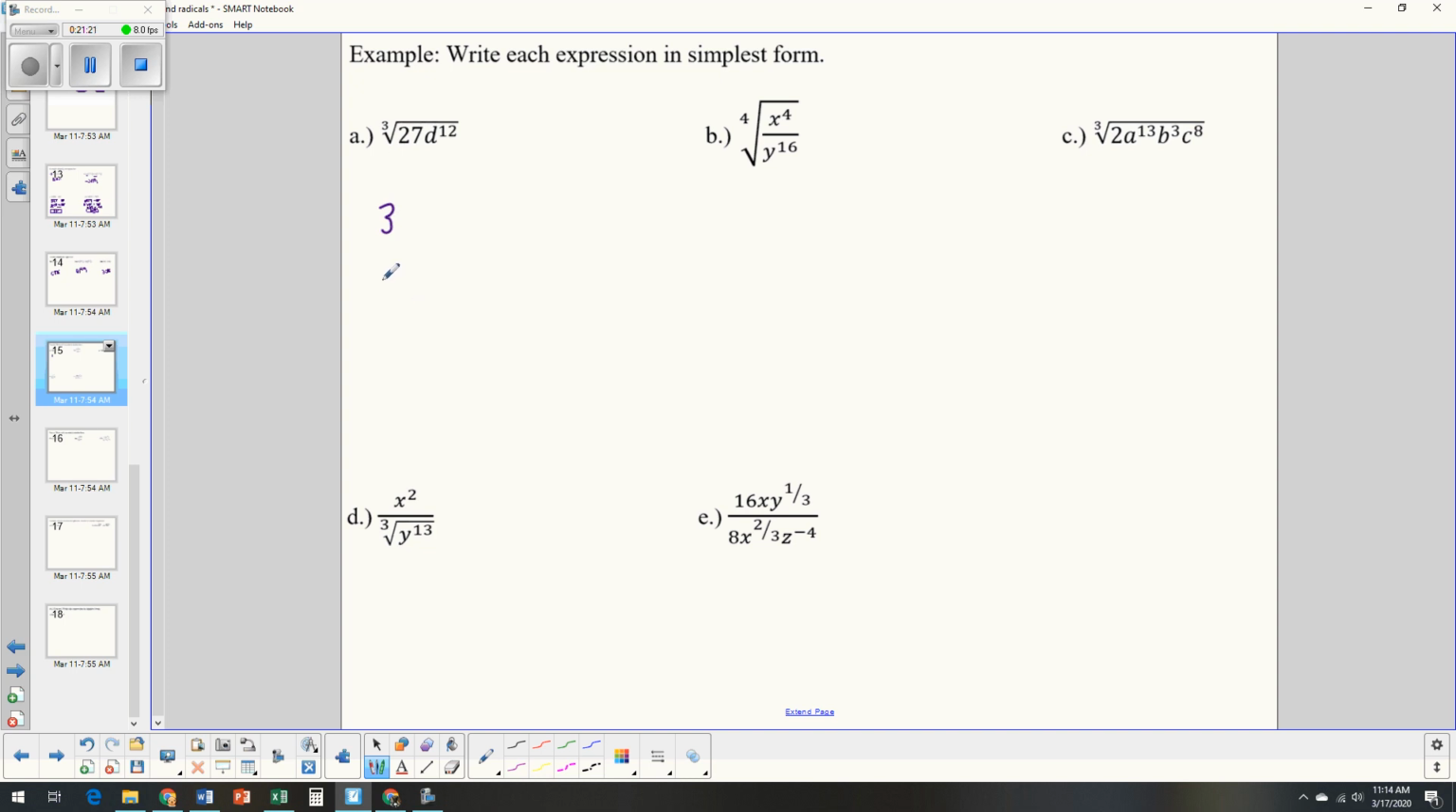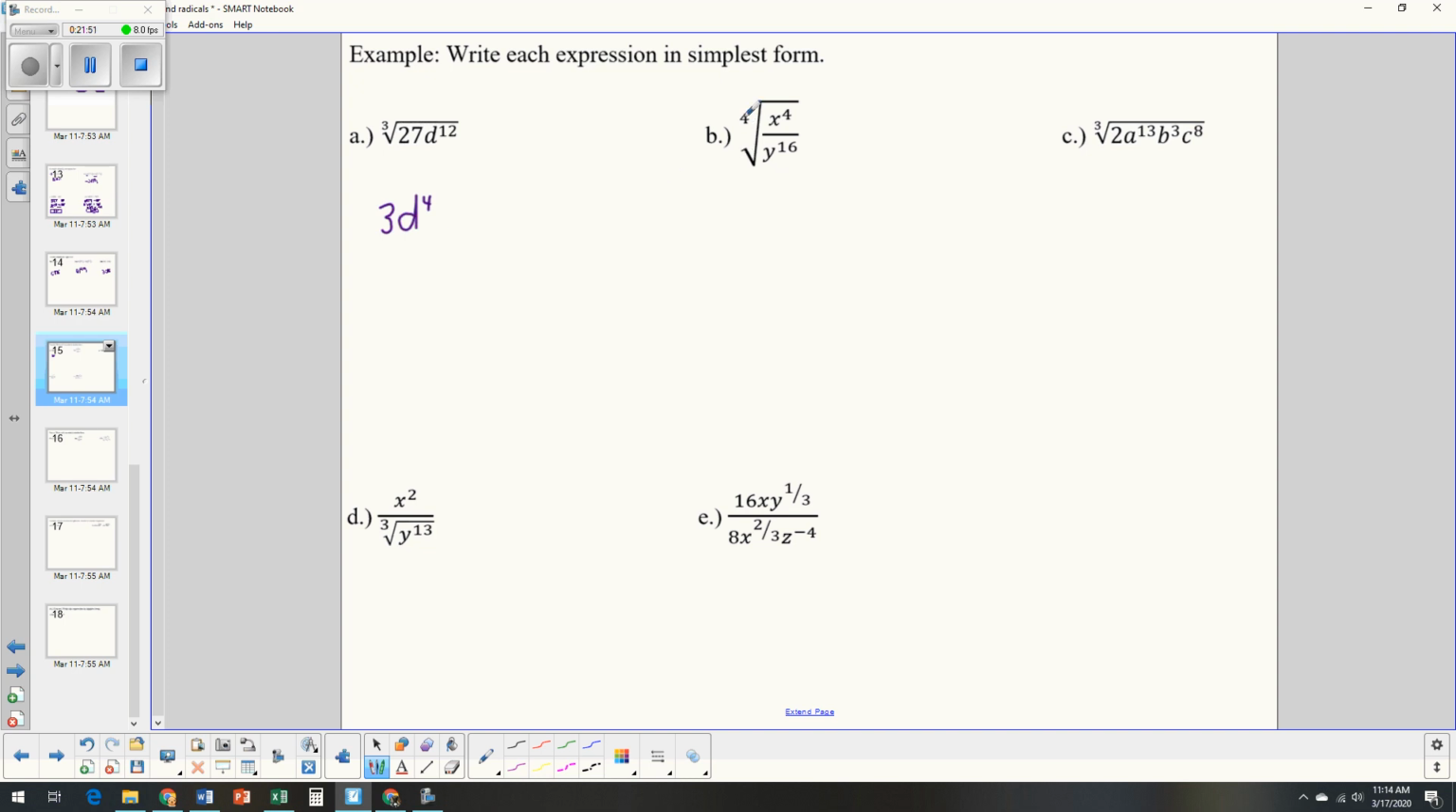When it comes to radicals, though, I'm really looking at how many times does the index go into the power. So I'm looking at d to the 12th, so 12 divided by 3. If it goes in evenly, that's fantastic. So 12 over 3 is 4, so I get d to the 4th power, and since there was no remainder, there's nothing left inside the radical. All right, it's not going to be the case later.